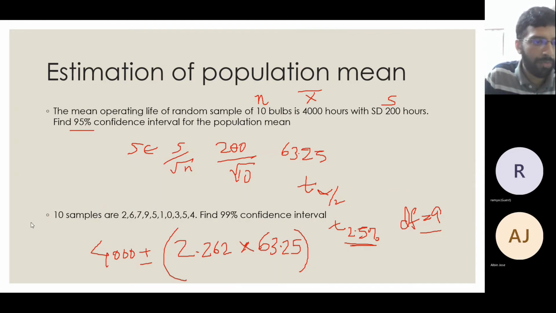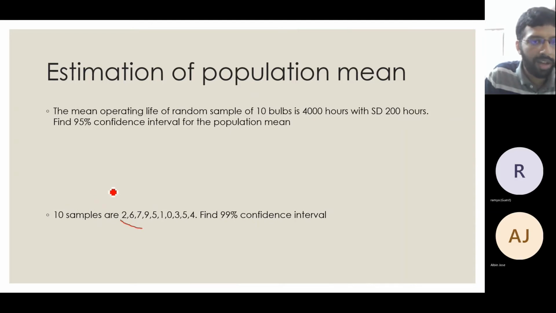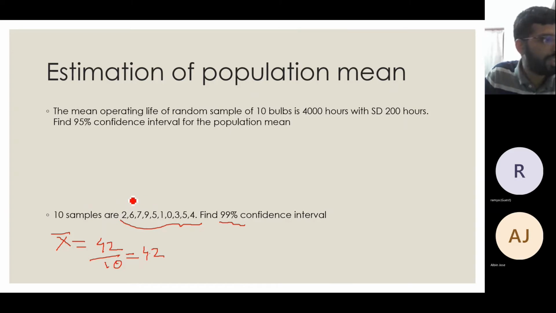Then coming to the second problem, I am giving 10 samples, 10 values, and I am asked to find the 99% confidence interval. So here I am not going through the computation of mean, standard deviation and all. You can try that on your own. X bar will be like 2 plus 6 plus 7, finally it will add up to 42. 42 by 10 will be 4.2. That will be my sample mean. Then the sample standard deviation, S squared, I will get something like 2.78. You can try this on your own.